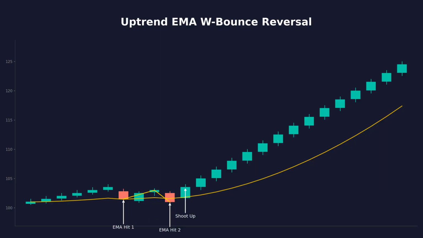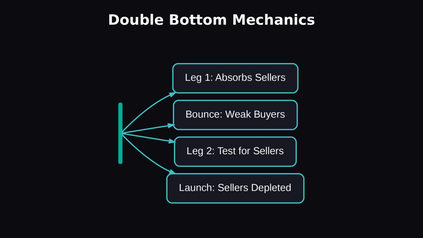Let's examine a double bottom bull flag using the EMA. Often, price will pull back to the EMA, bounce slightly, pull back again to the EMA, and then launch. The EMA acts as the floor for this double bottom pattern. Why does this happen? The first touch absorbs the selling pressure. The second touch confirms that there are no more sellers left at that price level. The EMA provides the visual reference for this depletion of sellers.